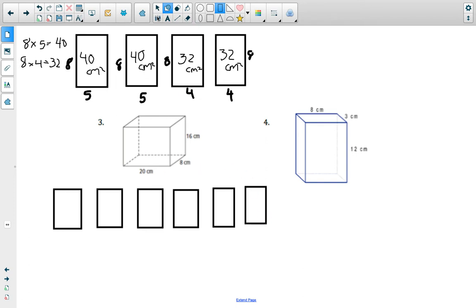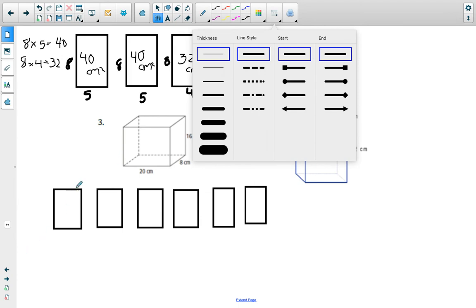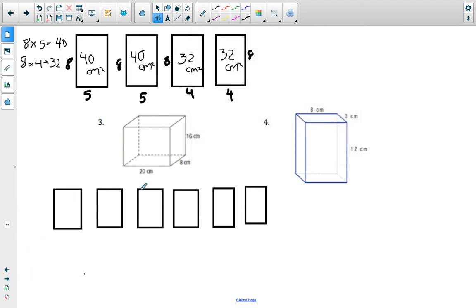Let's write in our labels. Make sure I'm still in my skinny print, which I am. Okay. My bottom is 20 by 8. Make sure you put your labels. It's a rectangle, so I'll be doing 20 times 8. I'm going to write that down so I don't forget. I have 2 of those.